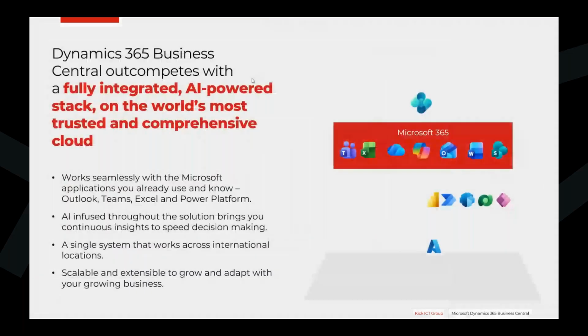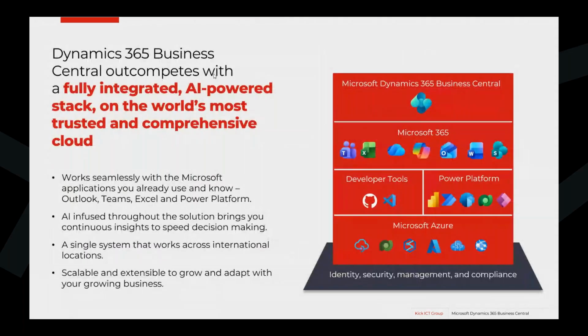So out of the box, Dynamics 365 Business Central is a fully stacked, integrated, AI-powered product. You've got Business Central at the top here, fully integrated into Excel, Word, Teams, Outlook, SharePoint. You have all the Power Platform tools such as Power BI, Power Automate, and this all sits on the Microsoft Azure cloud. When you look at this, you don't get any other vendor in the market which offers you the breadth of integrations into the Microsoft ecosystem which Microsoft provide.